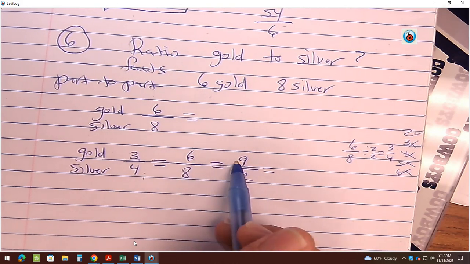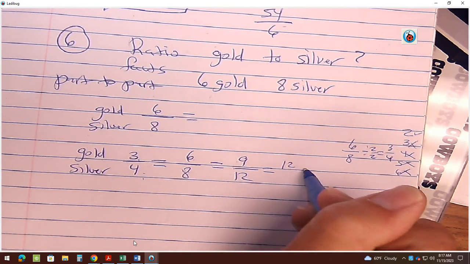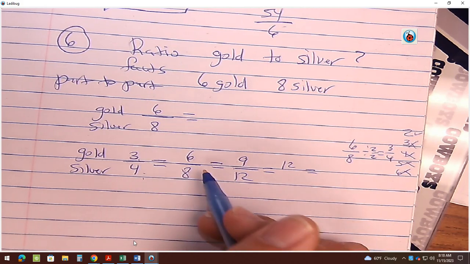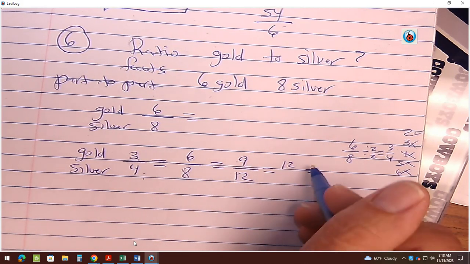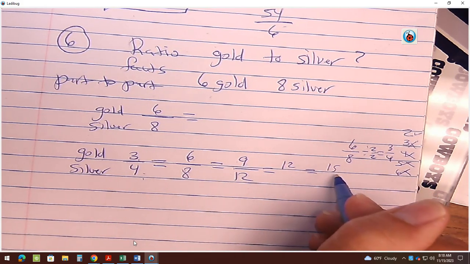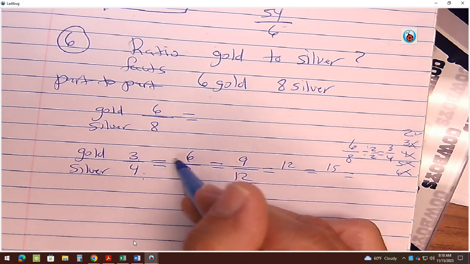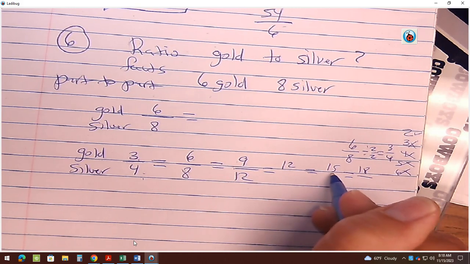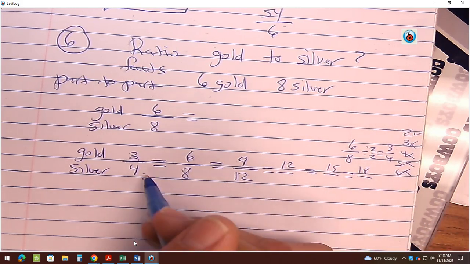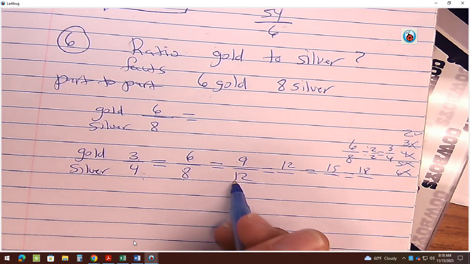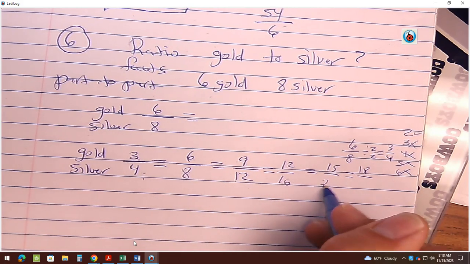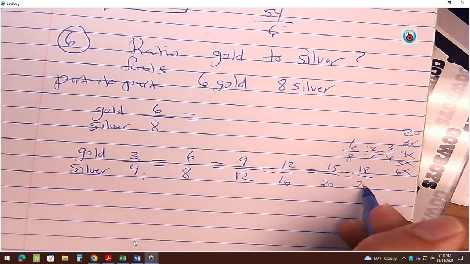3, 6, 9. Who's next? 12. Who will be next? Arriba. 3, 6, 9, 12. Who's next on top? 15. Let's do one more. 3, 6, 9, 12, 15, 18. We'll stop there. Let's go to the bottom now. 4, 8, 12, what? 16. And then 20. And then 24.